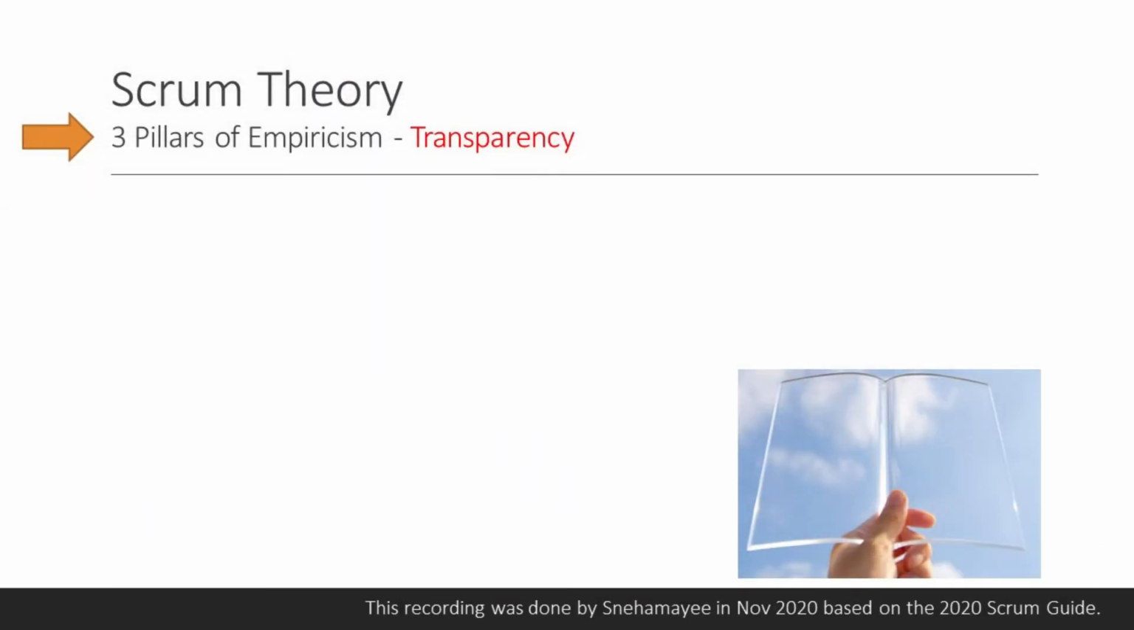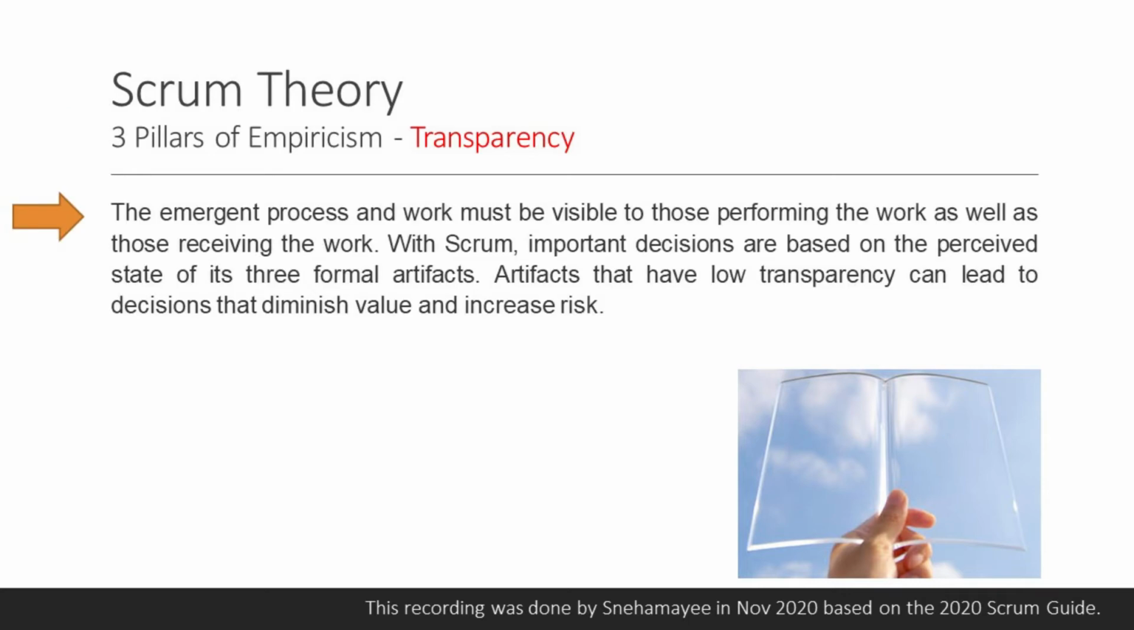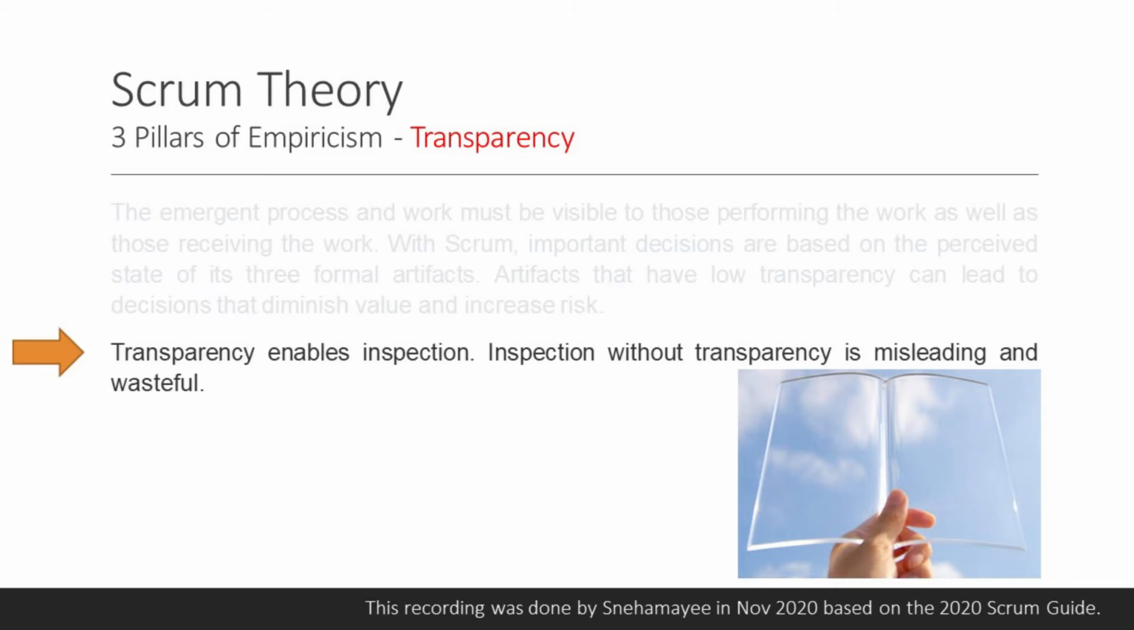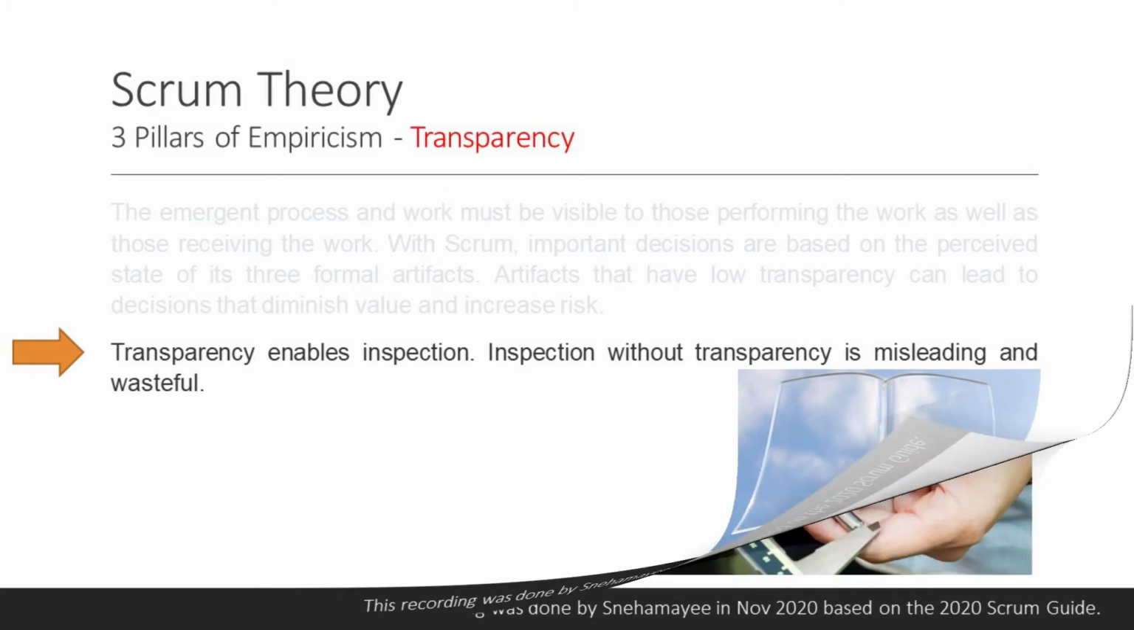Three pillars of empiricism: Transparency. The emergent process and work must be visible to those performing the work as well as those receiving the work. With Scrum, important decisions are based on the perceived state of its three formal artifacts. Artifacts that have low transparency can lead to decisions that diminish value and increase risk. Transparency enables inspection. Inspection without transparency is misleading and wasteful.